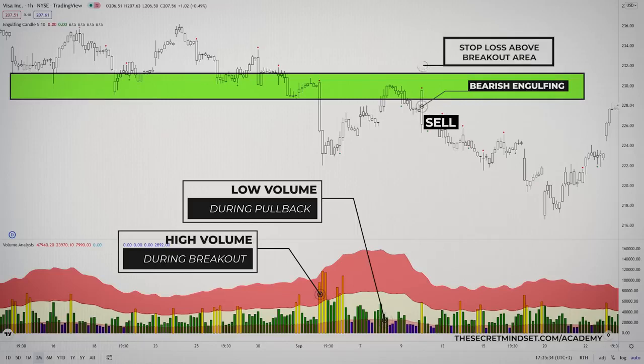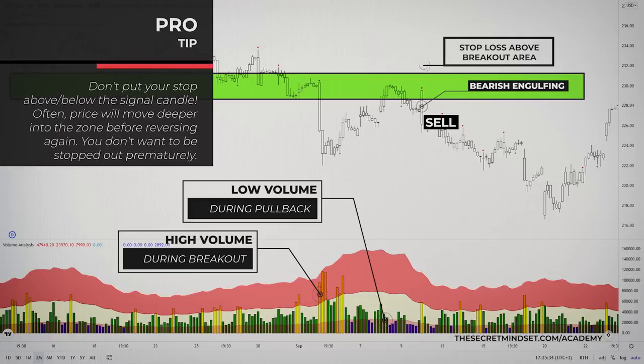Now, you could also decide to put your stop above the high of the engulfing bar. But be careful, if you use the signal candle to place your stops, you'll tend to find you'll unnecessarily lose money, because if the market breaks the high of the engulfing bar and you take the loss, and then the market moves deeper into the zone before reversing again, then you have basically taken a loss, which could have been avoided if you would just put your stop at the high of the zone in the first place.